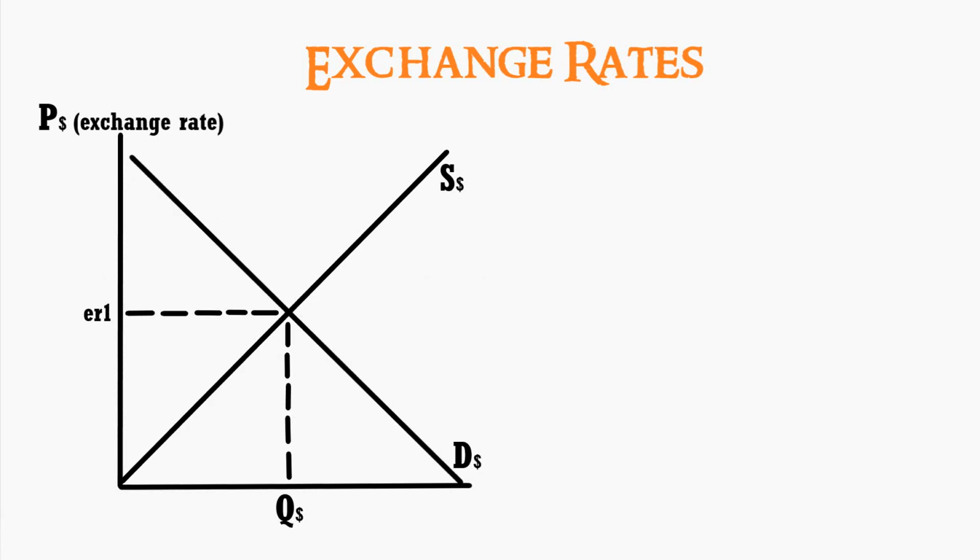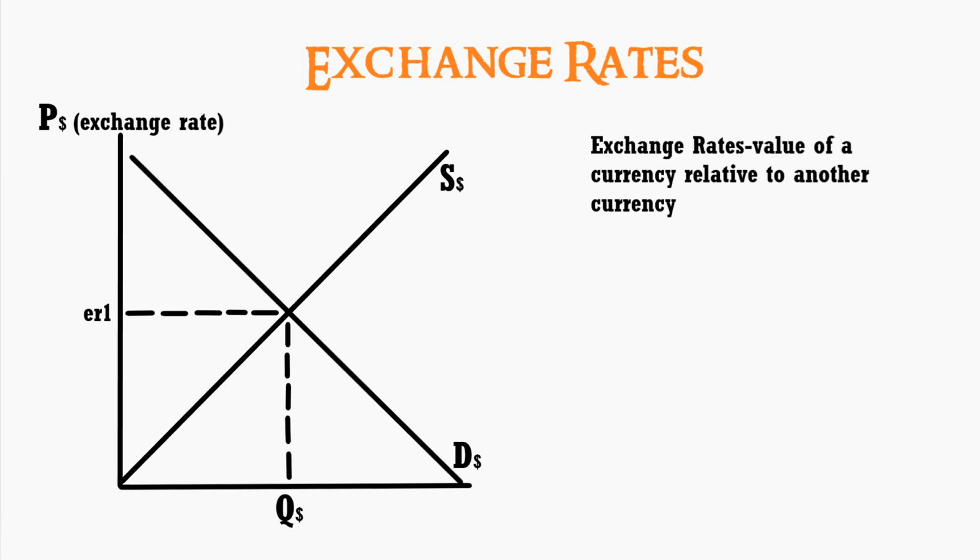So what exchange rates are is basically the value of a currency relative to another currency. For example, you could measure the Turkish lira against the US dollar, which is a common one that currencies are measured against. Think of it as the price of a currency in relation to another currency.